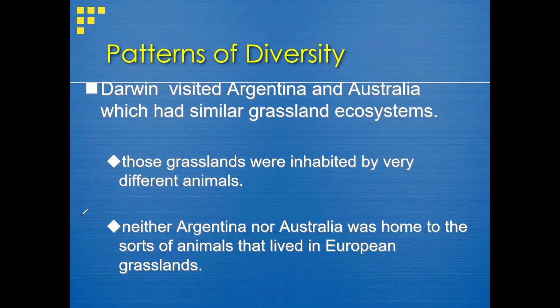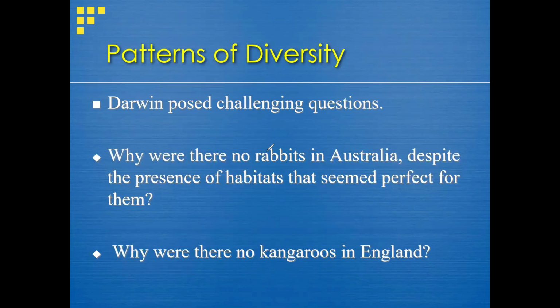So neither Argentina nor Australia was home to the sort of animals that lived in European grasslands. So the organisms that live in Argentina and Australia were found not to inhabit European grasslands, and we'll see the reason. So, patterns of diversity.